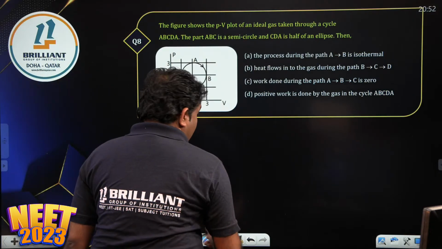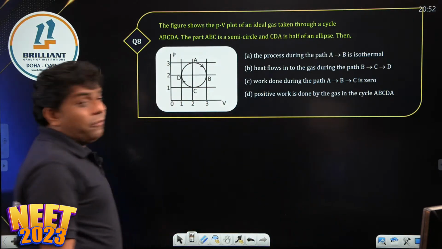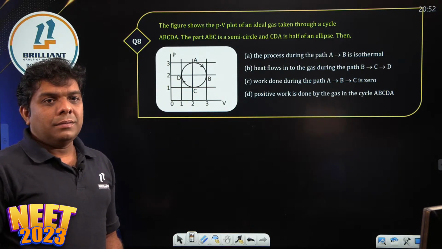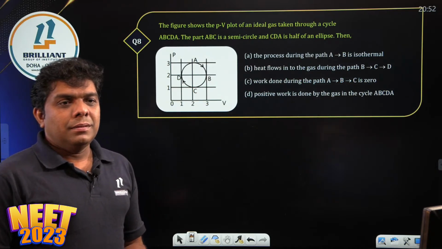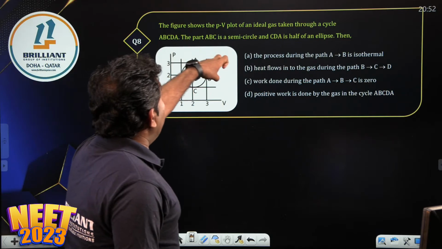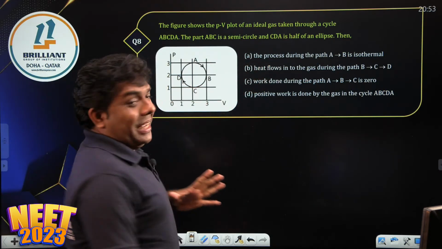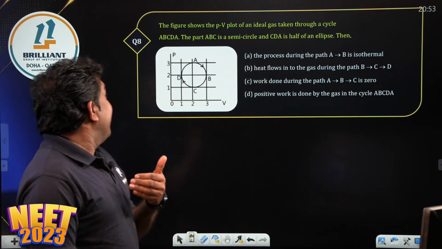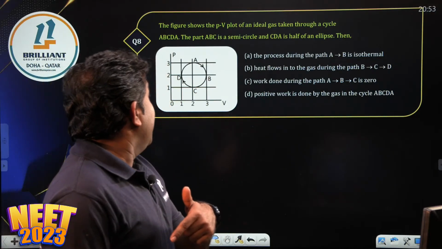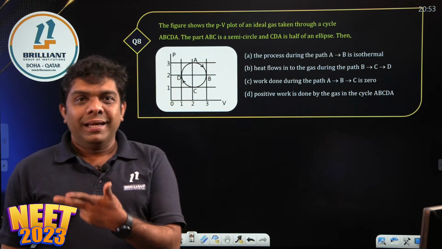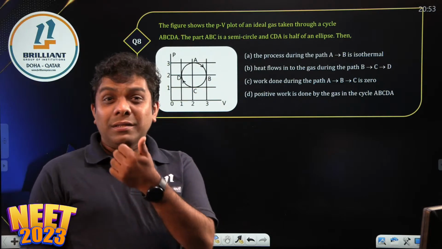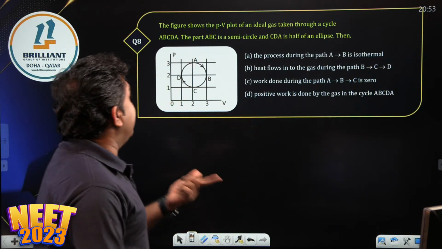Suppose I am considering the question here correctly. Look, the figure shows the PV plot of an ideal gas taken through a cycle ABCDA. The part ABC is a semicircle and CDA is half of an ellipse. So that's the question coming. How will we answer this question now?